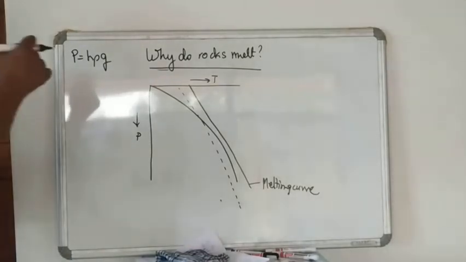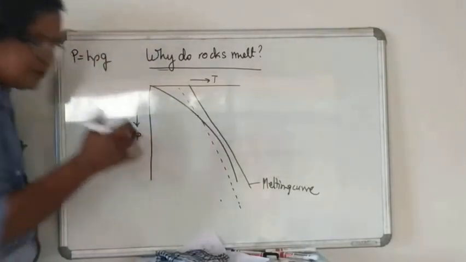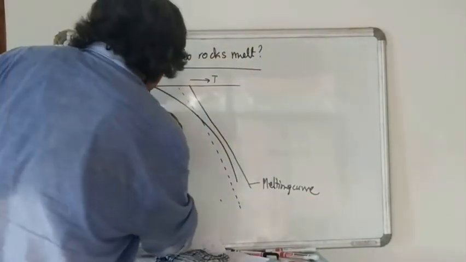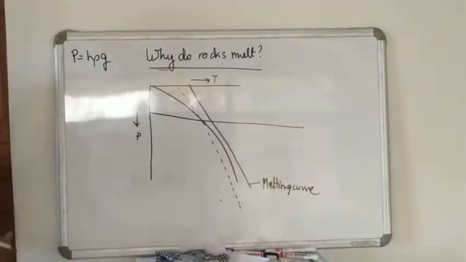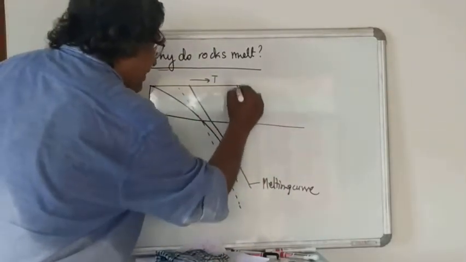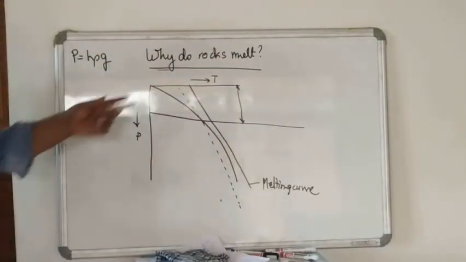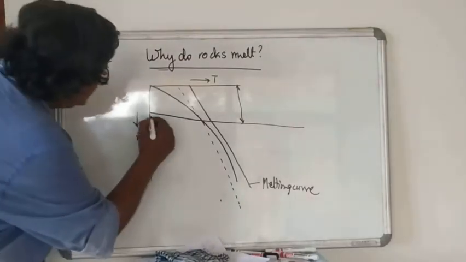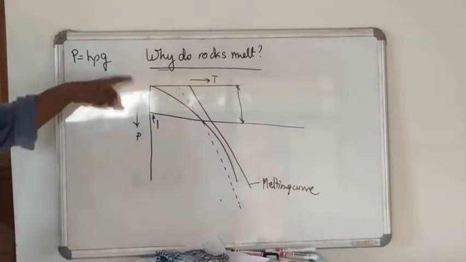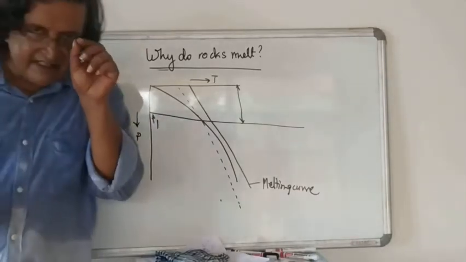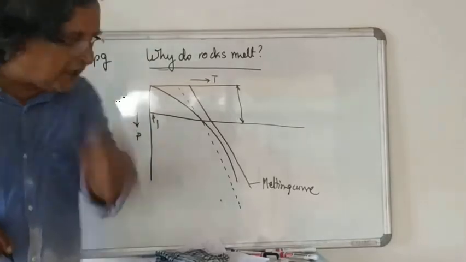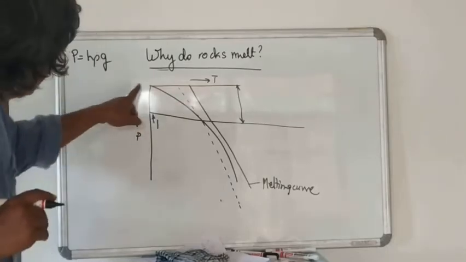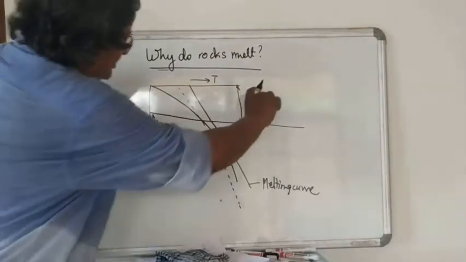But if you add a solute and your melting curve shifts to lower temperatures, then you have a situation. What is the situation? Look at this point. For this point, you can see the temperature of the geotherm of the earth at a particular depth, say P1. Till this depth, the geotherm has a temperature lower than the solidus of the contaminated melt. Yes or no? So, no melting for this.